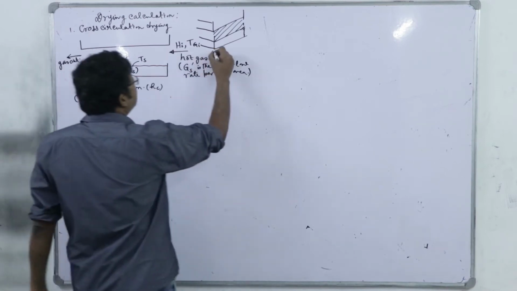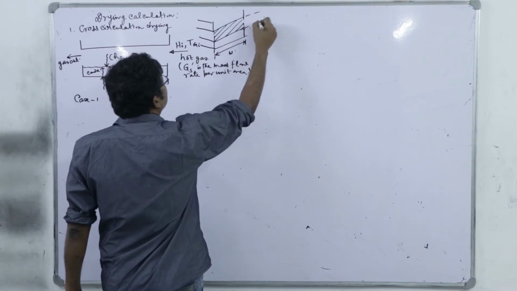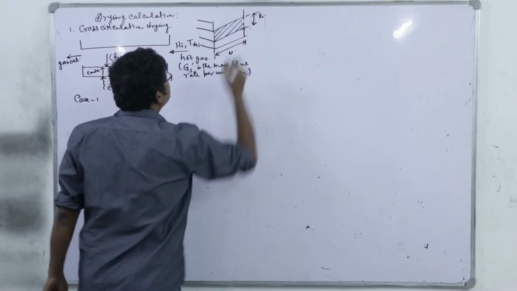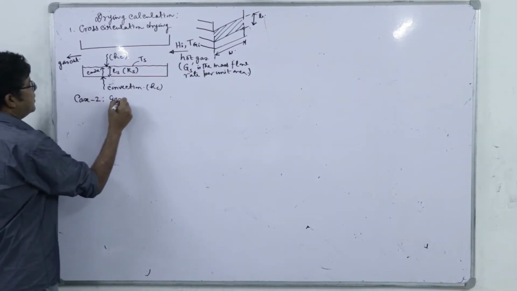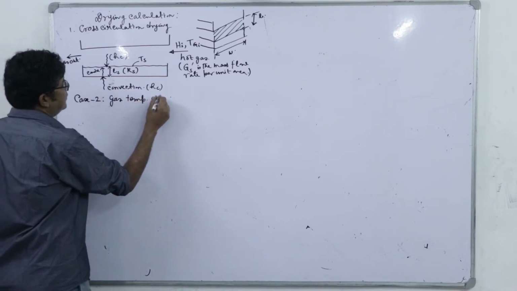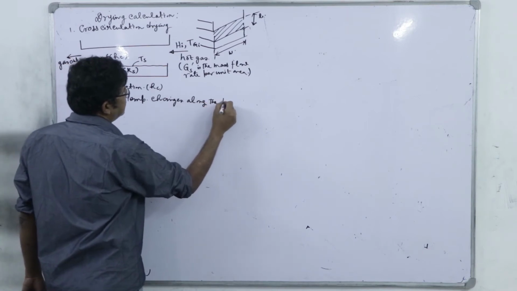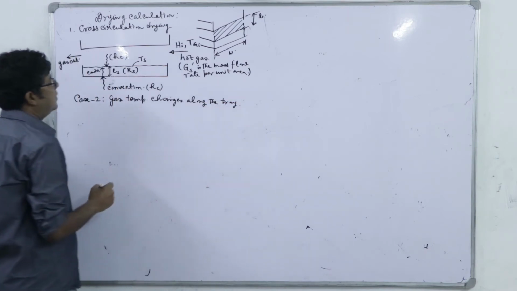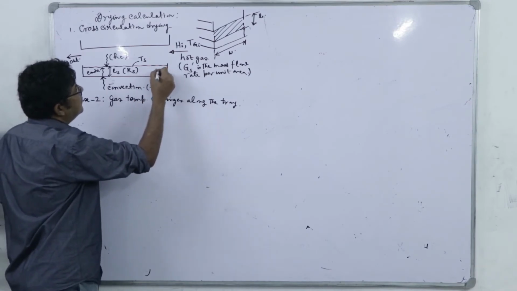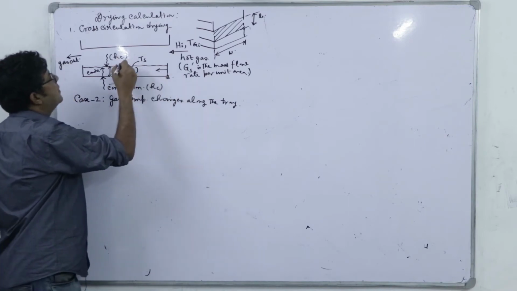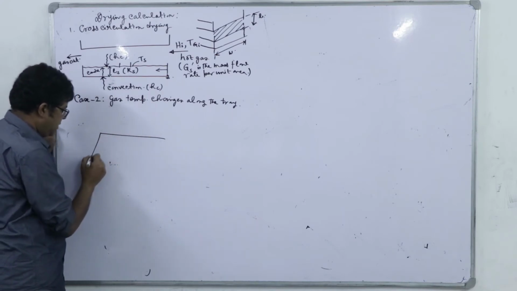And let's say this is the width W and this is B, right? So case 2, gas temperature changes along the tray. So we have to go for a differential analysis. See, this is, if we consider Z, here we consider a segment. So let me draw it. It will look like this.